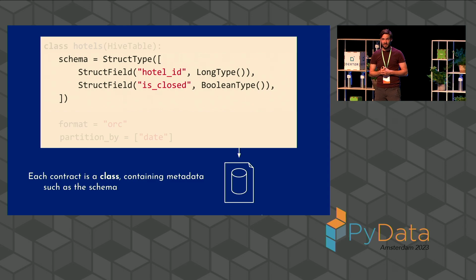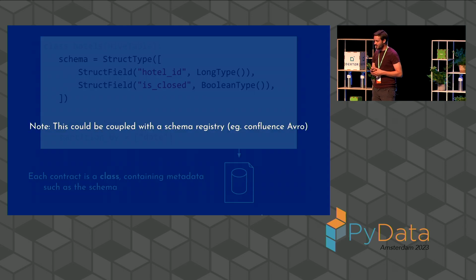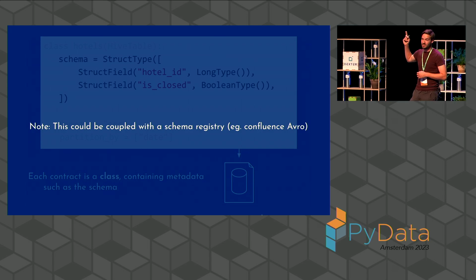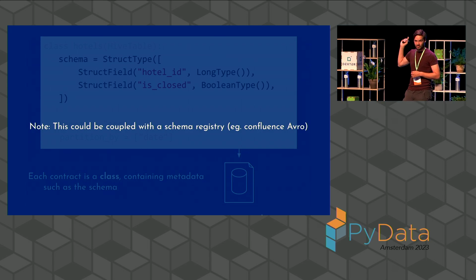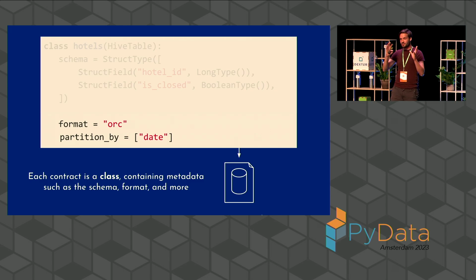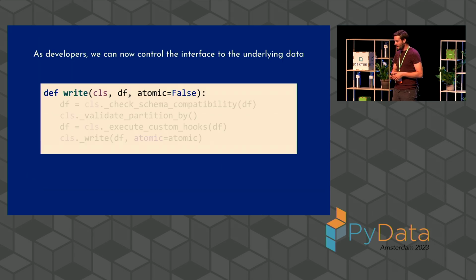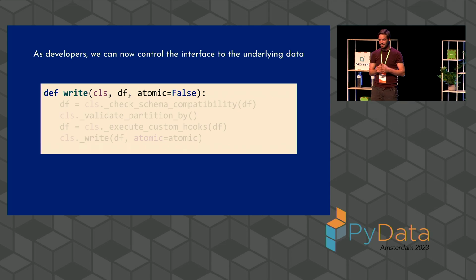We have a schema defined in the class, and as you might be using schema registries, this can also be synced with the schema registry, either on read and writes or in another way, but importantly, this exists in your code. It's not exclusively on your persistent data side or exclusively in your data registry. And we also can add any arbitrary other type of metadata, like format, location, partitions, or anything we would like. And now as developers, we can control the interface of this data asset.